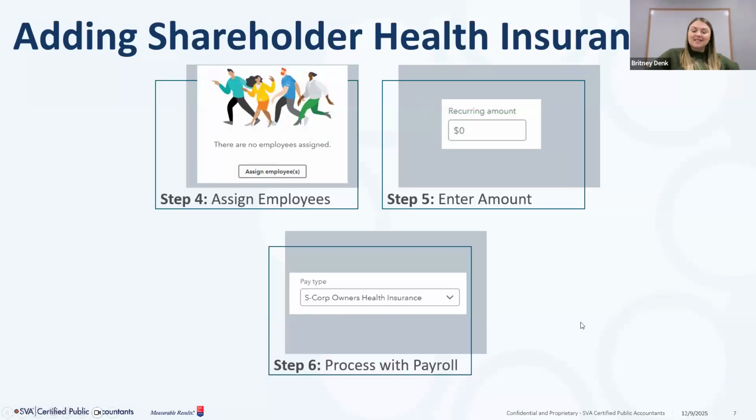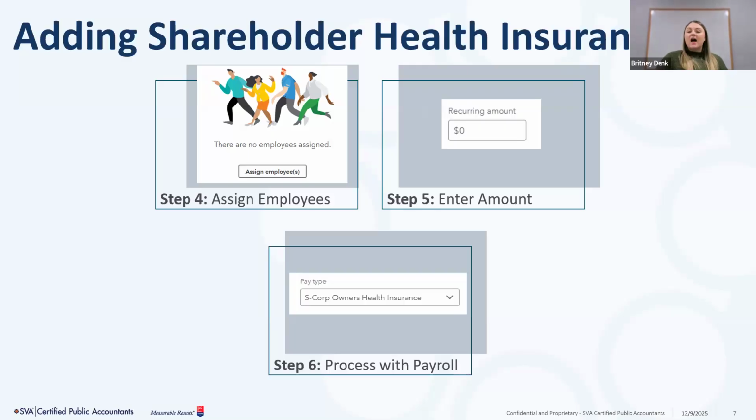Number 4, the next step is you're going to want to assign your greater than 2% shareholders to this pay type in QuickBooks, or else it will not show up when you go to process it. So making sure that you're assigning the right employees. If you don't assign an employee, you will not be able to use this pay type once you set it up.